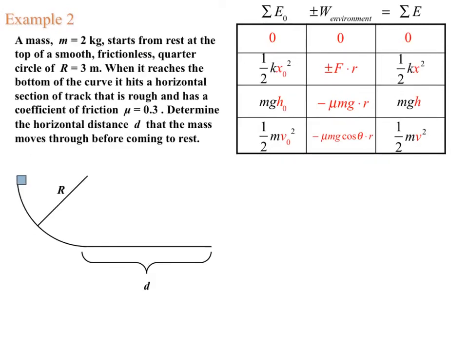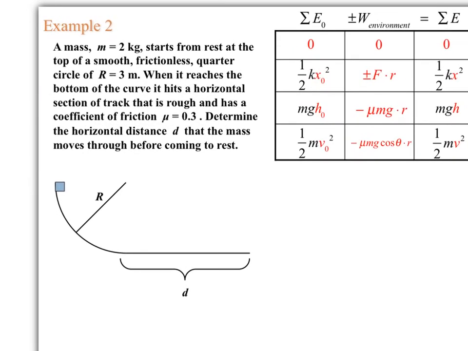In this other example, we have a mass of m equals 2 kilograms starts from rest at the top of a smooth, frictionless quarter circle of r is equal to 3 m. When it reaches the bottom of the curve, it hits a horizontal section of track that is rough and has a coefficient of friction mu is equal to 0.3. Determine the horizontal distance d that the mass moves through before coming to a rest. So again, at the very beginning, we have only potential energy.